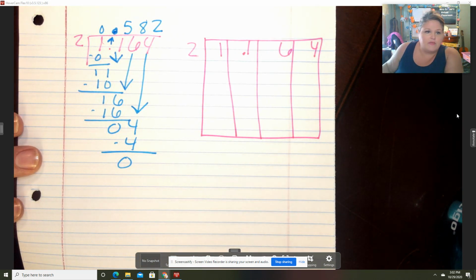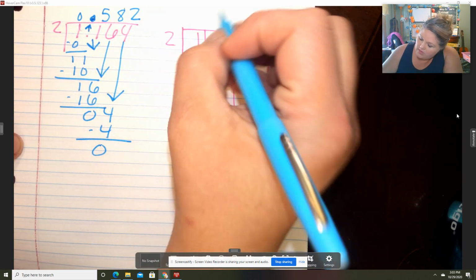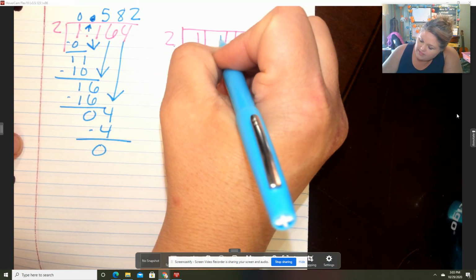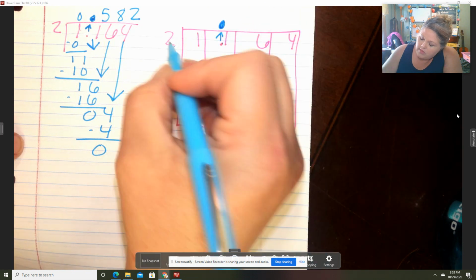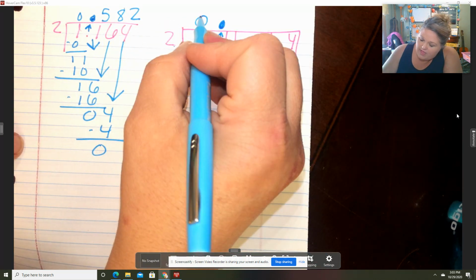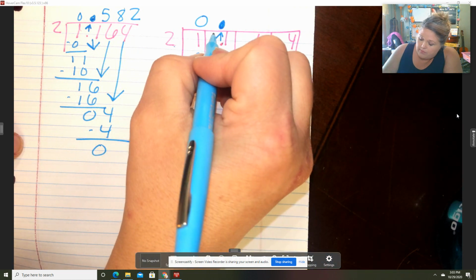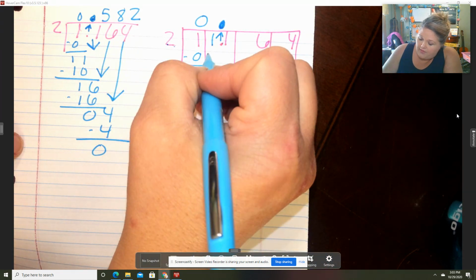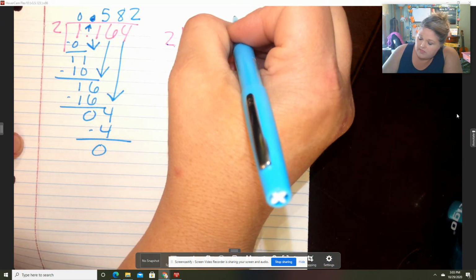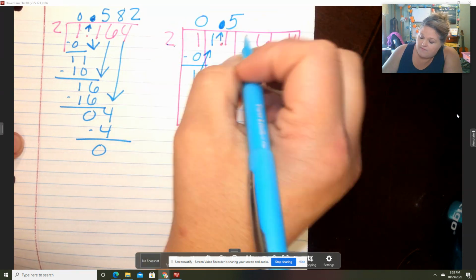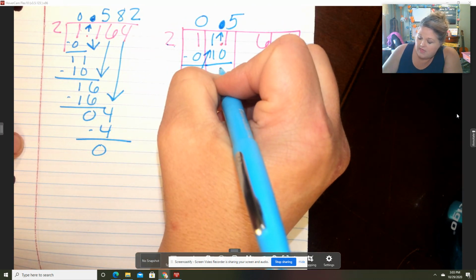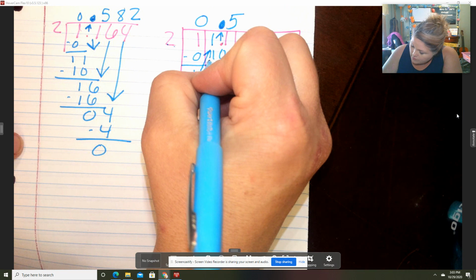All right, let's do it on the other side. Bring up that decimal. 2 goes into 1 0 times. 2 times 0 is 0. And that is 1. I brought that 1 up. 2 goes into 11 5 times. 5 times 2 is 10. And that is going to be 1.